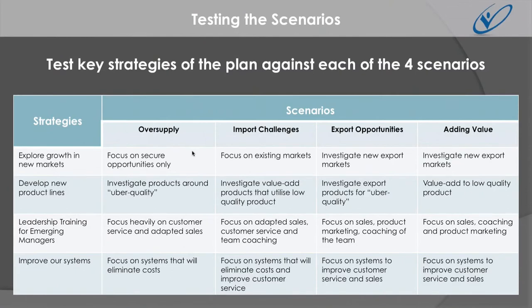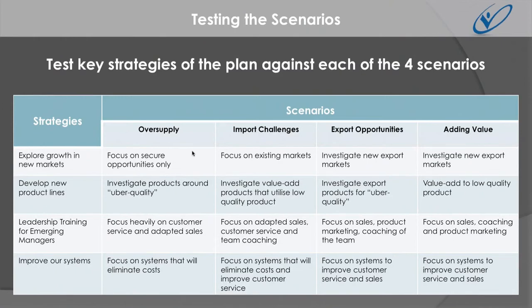All right, so they're pretty typical sorts of strategies. A couple around marketing and that sort of area, something around people and development, and something around systems and processes and efficiency. They're the standard sort of strategies that drop out of most plans. And then across the top, you can see there I've dropped in the names of my 4 scenarios: oversupply, import challenges, export opportunities, and adding value.